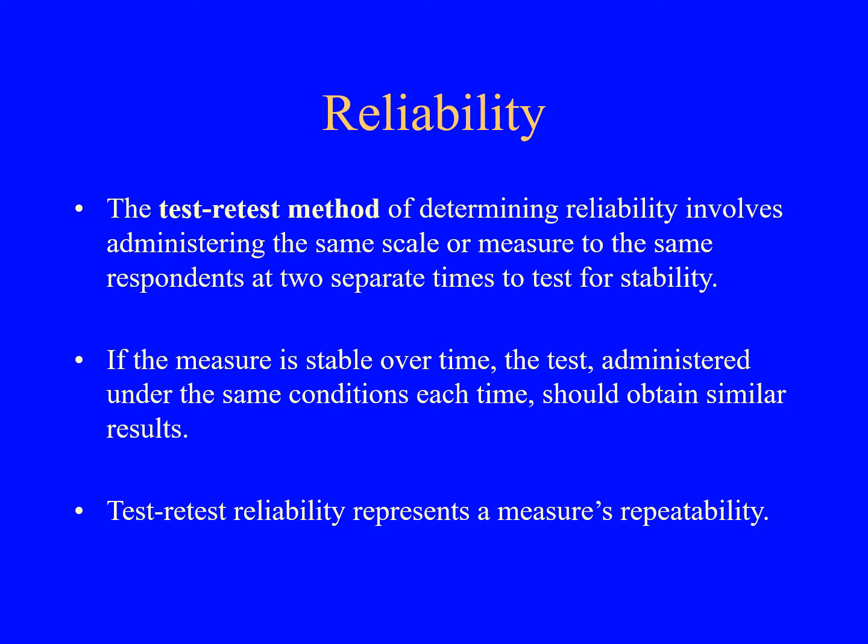Reliability. The test-retest method of determining reliability involves administering the same scale or measure to the same respondent at two separate times to test for stability. If the measure is stable over time, the test administered under the same conditions each time should obtain similar results. Test-retest reliability represents a measure's repeatability.